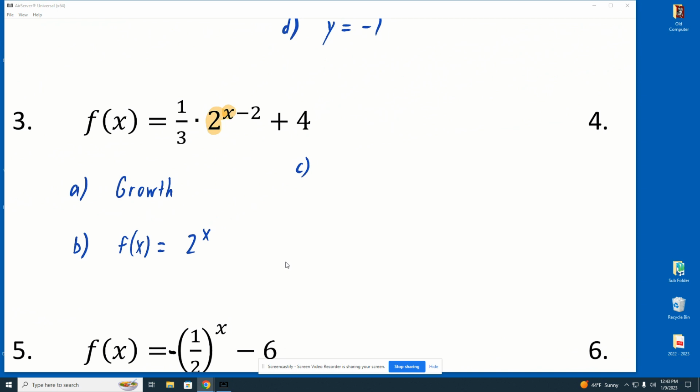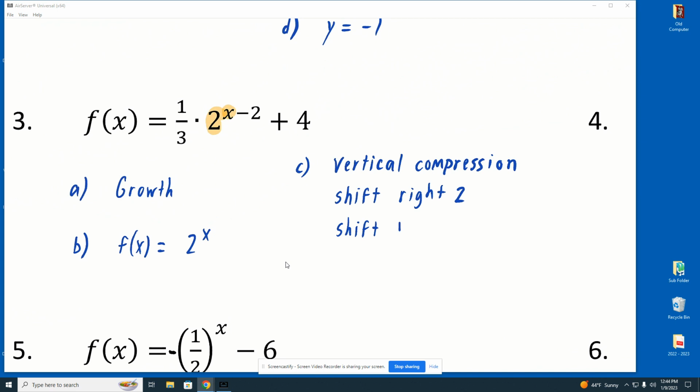C, transformations. All right, I see a 1/3 out in front. What's that tell me? Vertical compression. It's smashing the graph, because that's less than 1, right? It's taking this exponential growth and smashing it, so it doesn't grow quite as fast. Then I also see a shift to the right 2. And lastly, I see a shift up, because that's a positive 4, up 4.